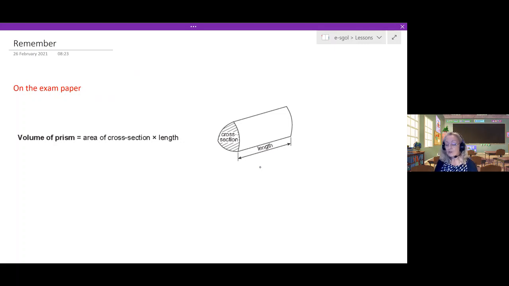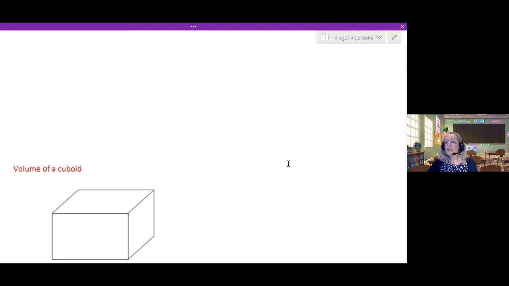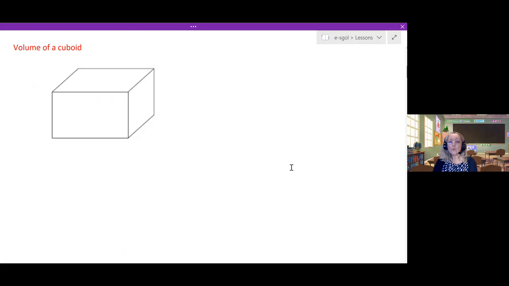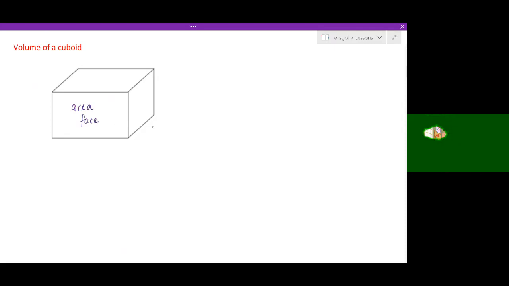And then you can use that to help you remember how to do the volume of a cuboid, how to do the volume of a triangular prism, and how to do the volume of a cylinder. So if we look at these, with the volume of a cuboid, in order to find the volume of a cuboid, I would find the area of this face, and then I could multiply it here by the length.